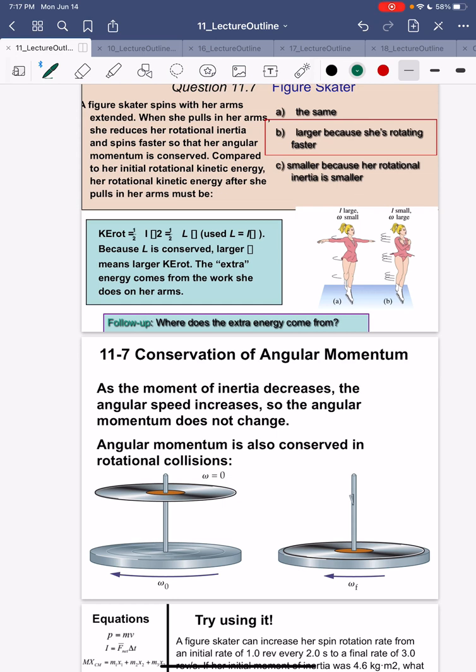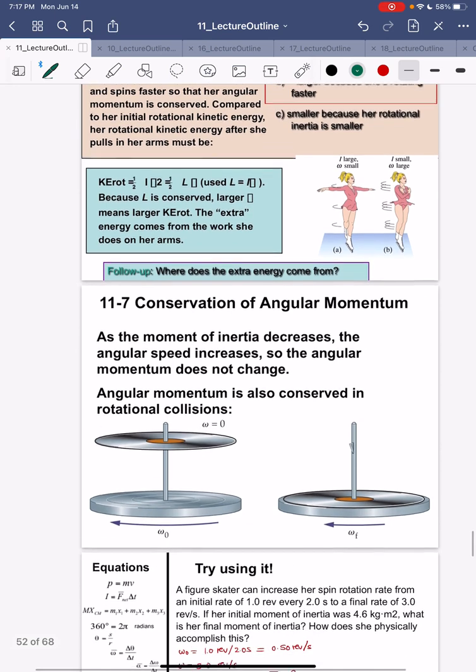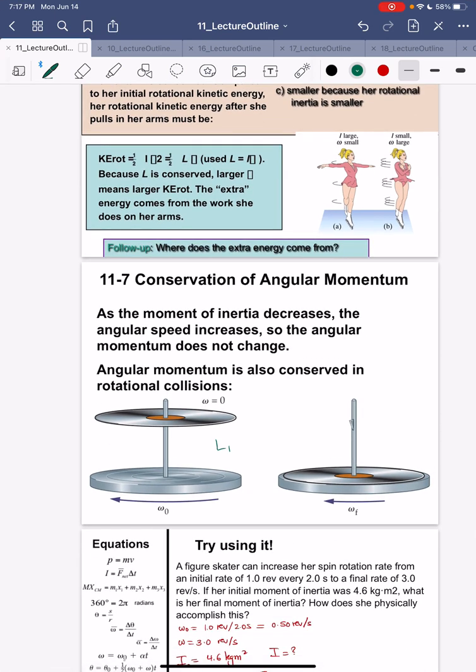And here we have two disks. One of them is rotating at omega 0, and the second is dropped on it with omega equals 0, and then they're going to move together with omega final. I know here that L initial should equal L final.